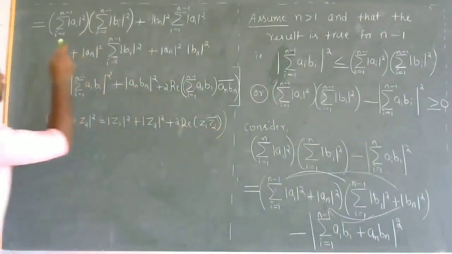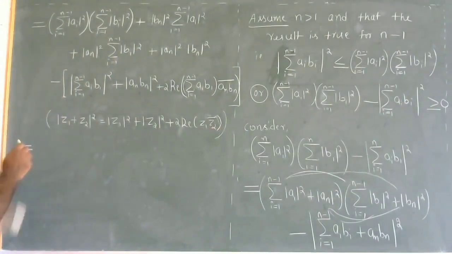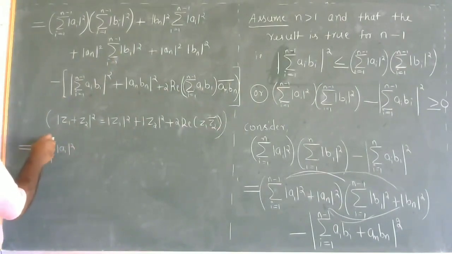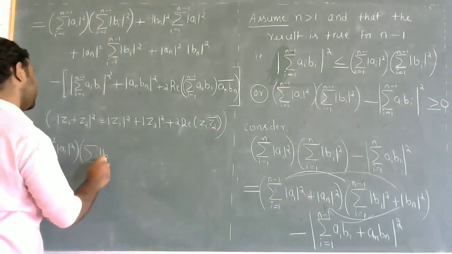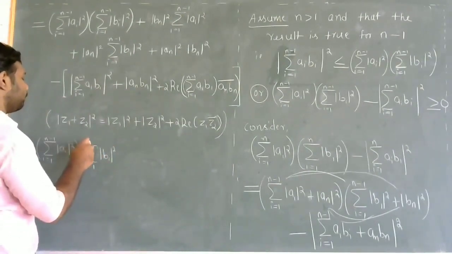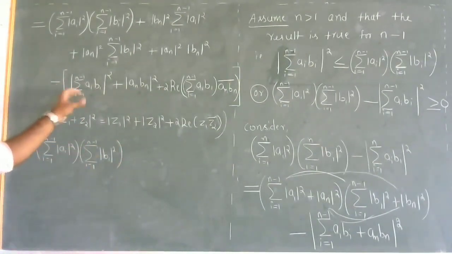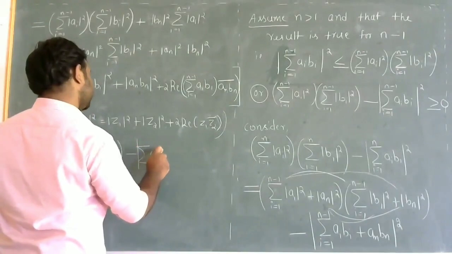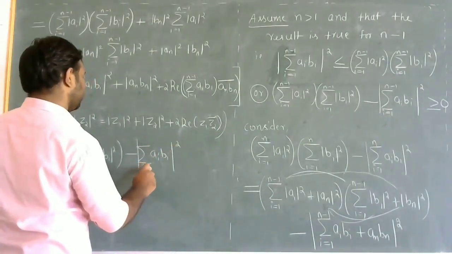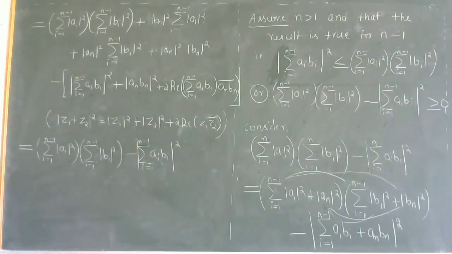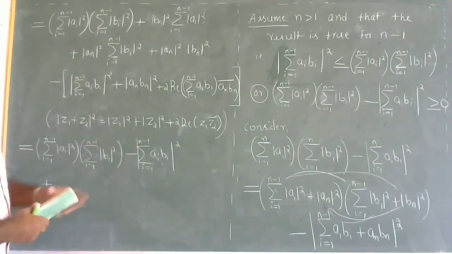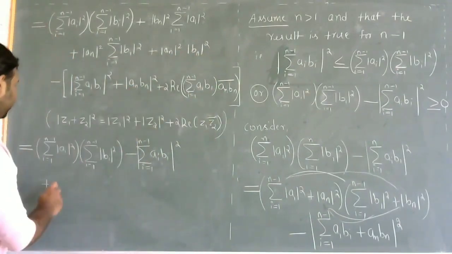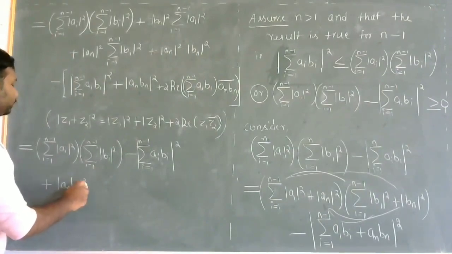Okay. Now this step is equal to summation modulus of ai square, i running from 1 to n minus 1, into summation modulus of bi square, i running from 1 to n minus 1. So minus of this, minus modulus of summation ai bi whole square, i running from 1 to n minus 1, plus modulus of an square into modulus of bn square. It will be modulus of an bn whole square.